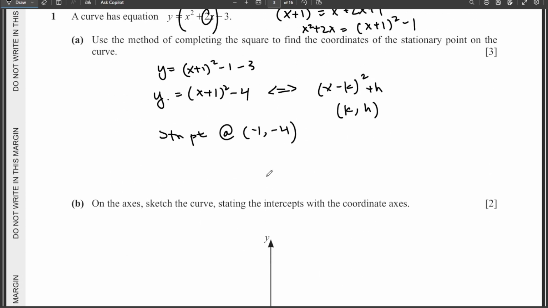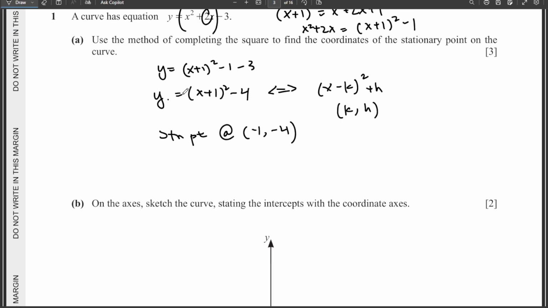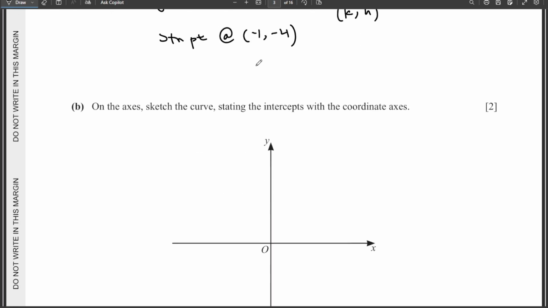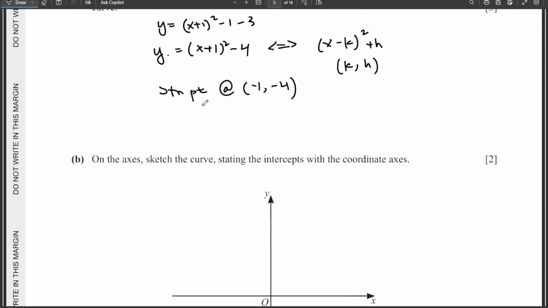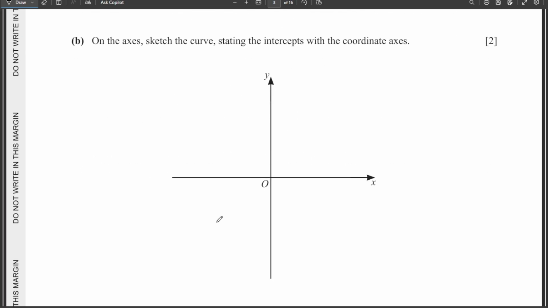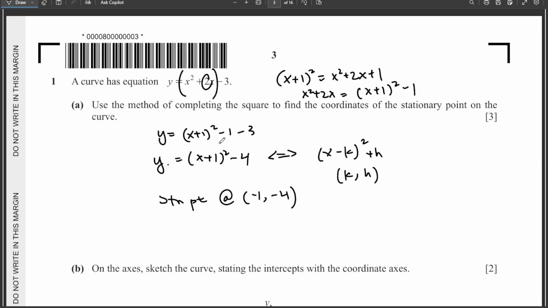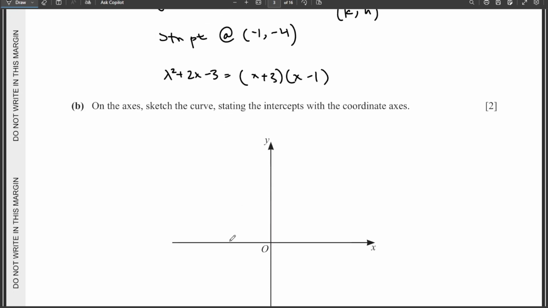Okay, so this gives us a hint for the next question where we need to sketch the curve. First of all, we know for a quadratic graph, if the a coefficient in front of the square is positive, it will be a smiley face graph, right? So in this case, it is a smiley face graph, and we know the stationary point occurs at -1 and -4, so it will be somewhere in the third quadrant. Next thing we need to know is the roots. So we need to factorize this. It's probably x plus 3, x minus 1, right? So you have -3 and 1 as roots.